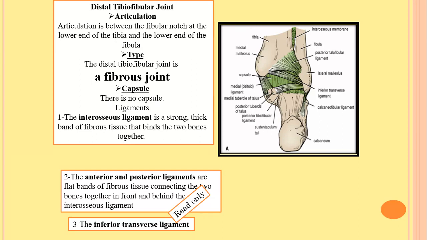And here is shown the lower tibiofibular joint, showing the ligaments also, the anterior and posterior tibiofibular ligaments. Here only the posterior tibiofibular ligament is visible. Anterior will be on the anterior side.